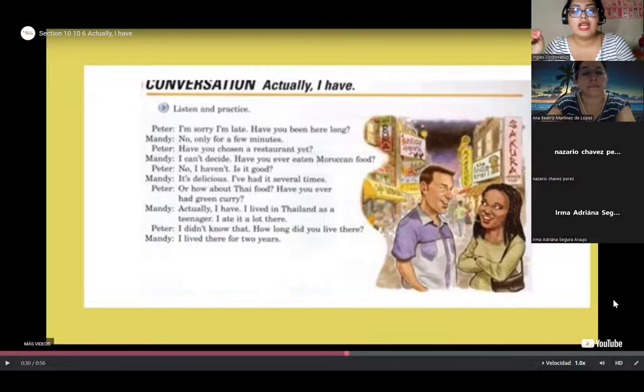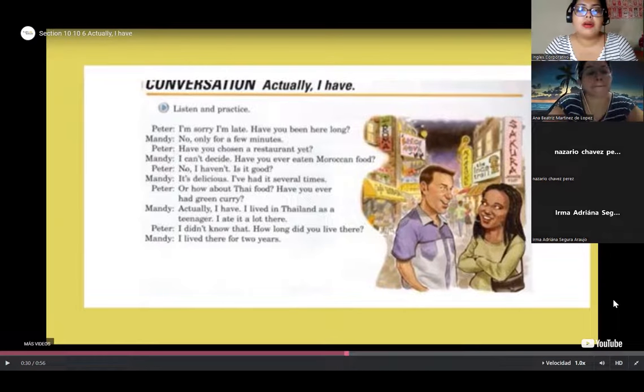I can't decide. Have you ever eaten Moroccan food? Otra estructura que tiene que ver con el presente perfecto. No, I haven't. Is it good? It's delicious. I have had it several times. En este caso estamos hablando de la forma corta de decir I have had it several times.